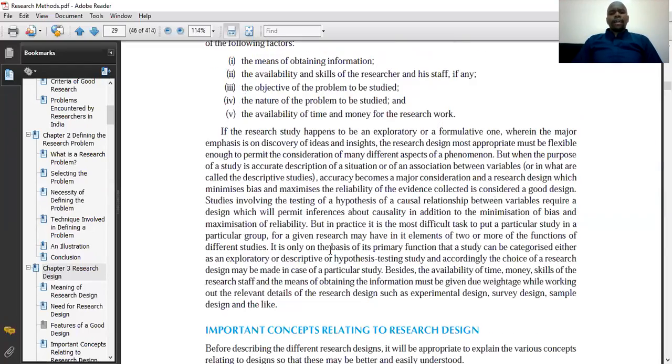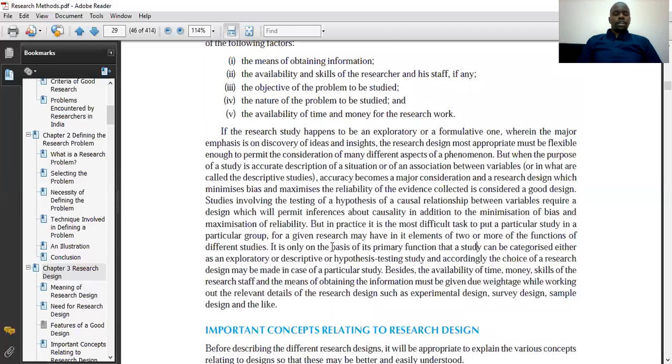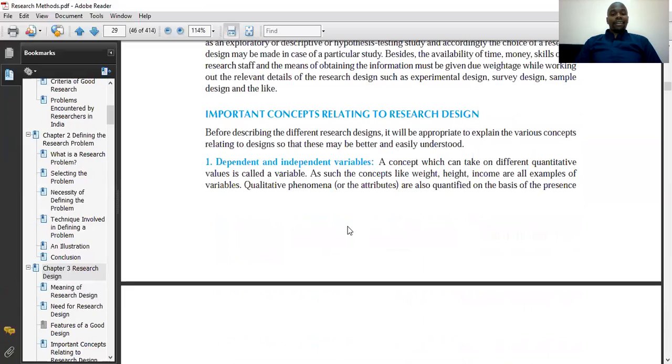So those are the characteristics. Things should be clear. It should be accurate. And others should be specific. It should accommodate for changes. It should emphasize on finding ideas and discoveries, okay, and all that. So those are the characteristics of a good research design, okay.